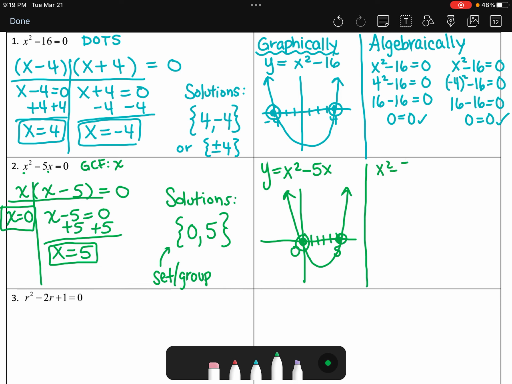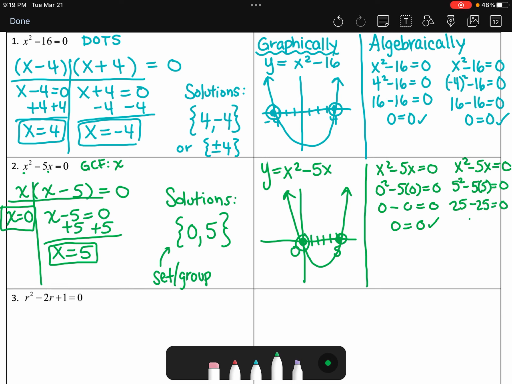Algebraically, x squared minus 5x equals 0. First plug in your first answer. 0 was my first answer. 0 minus 0 equals 0, yep. That's definitely right. And then we'll plug in positive 5. 5 squared minus 5 times 5 equals 0. 25 minus 25 equals 0. 0 equals 0.